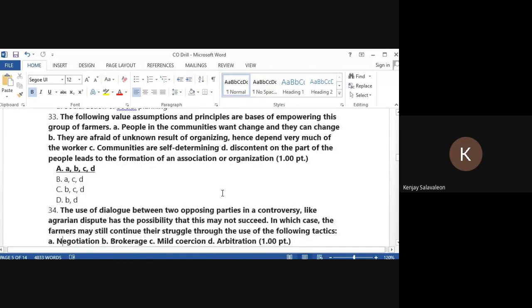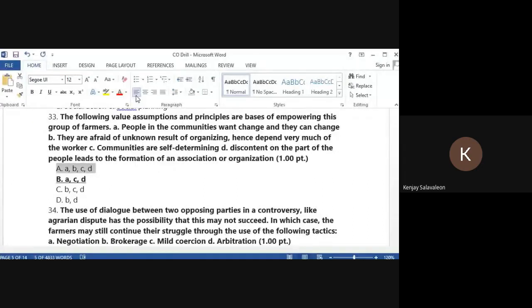The following value assumptions and principles are basis of empowering this group of farmers. So we have 4 statements. A, people in communities want change and they can change. B, they are afraid of unknown results of organizing, hence depend very much on the worker. C, communities are self-determining. D, discontent on the part of the people leads to the formation of an association or organization. Ito, mali ang answer key. Dapat, ang answer dito is A, C, and D. Ako na yung naglalagay ng correction. Yan. The correct answer here should be A, C, and D.